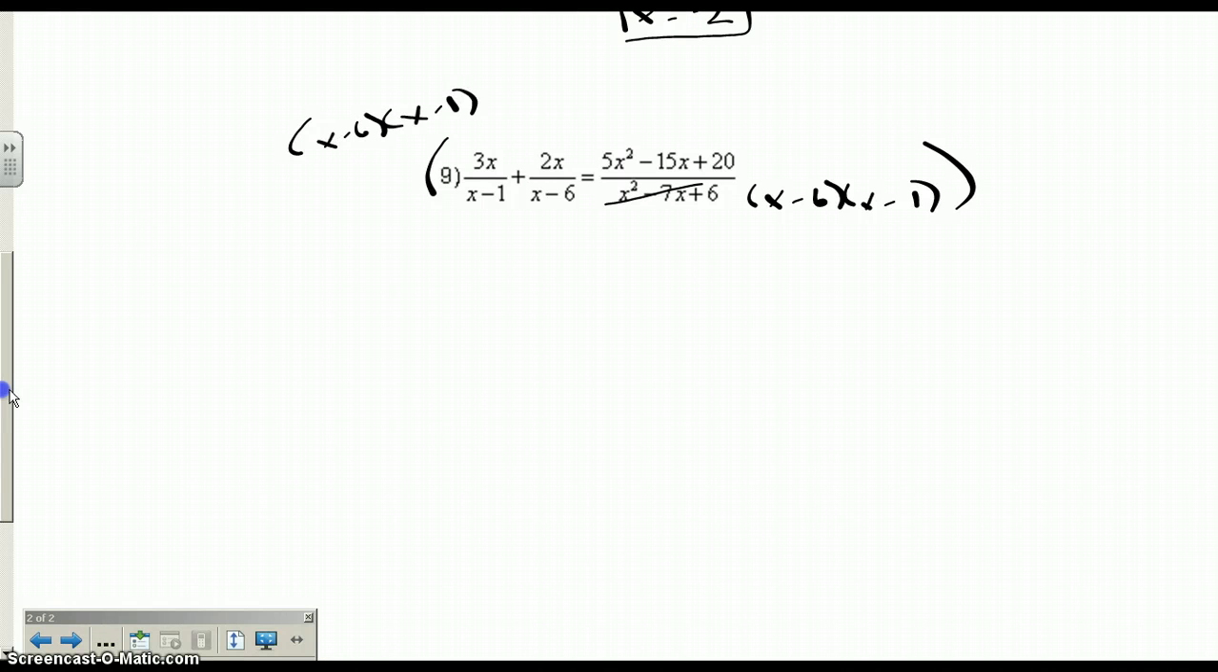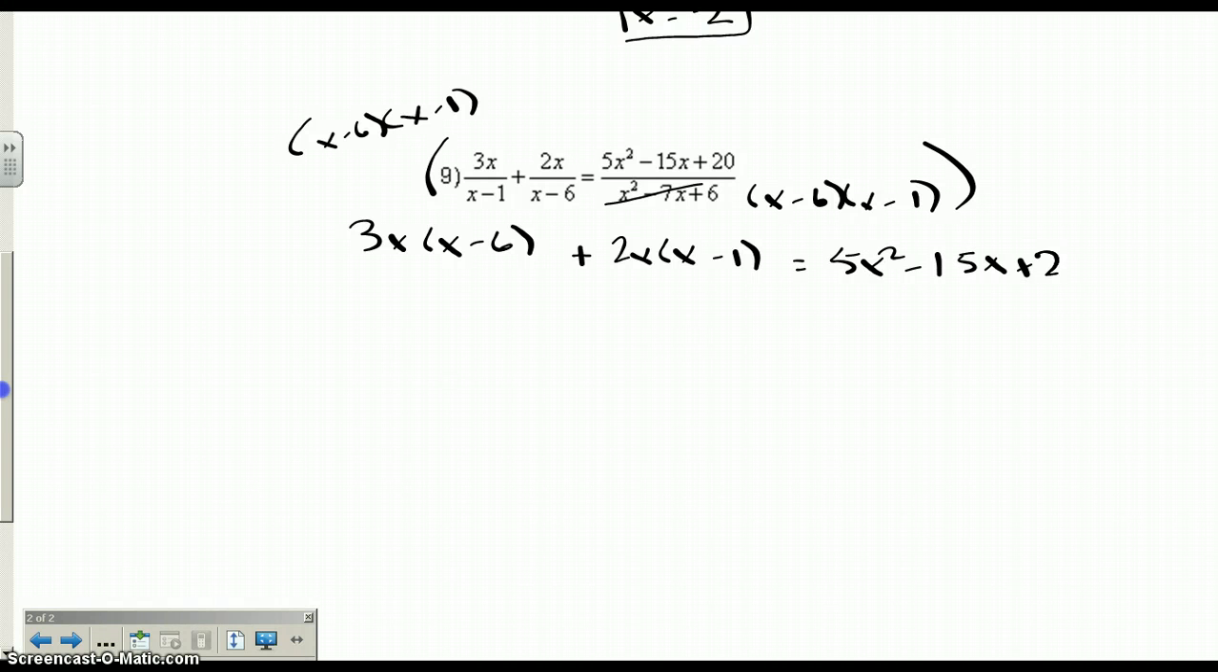Okay, if I multiply the first term by the LCM, the x minus 1 simplifies out, and I get 3x times the quantity x minus 6. If I multiply by the second one, the x minus 6's cancel out, and I get 2x times the quantity x minus 1. And in the third case, the whole LCM simplifies out, so I get 5x squared minus 15x plus 20. Okay, so we've done that, now let's multiply out.